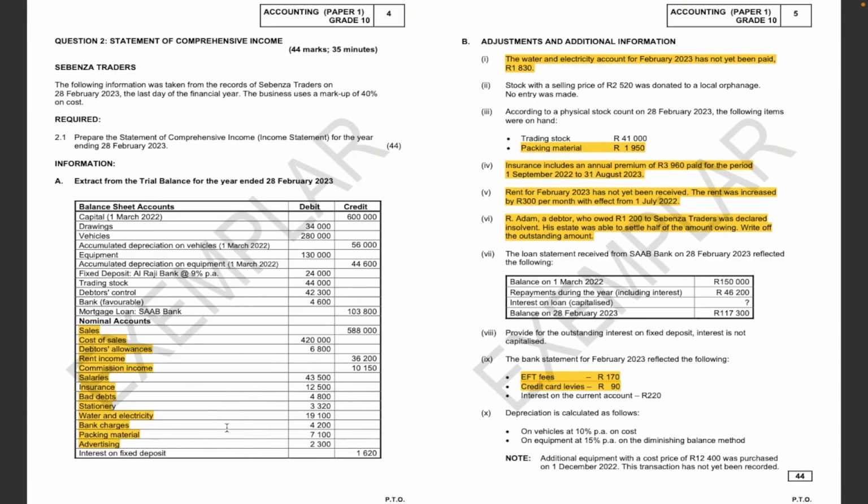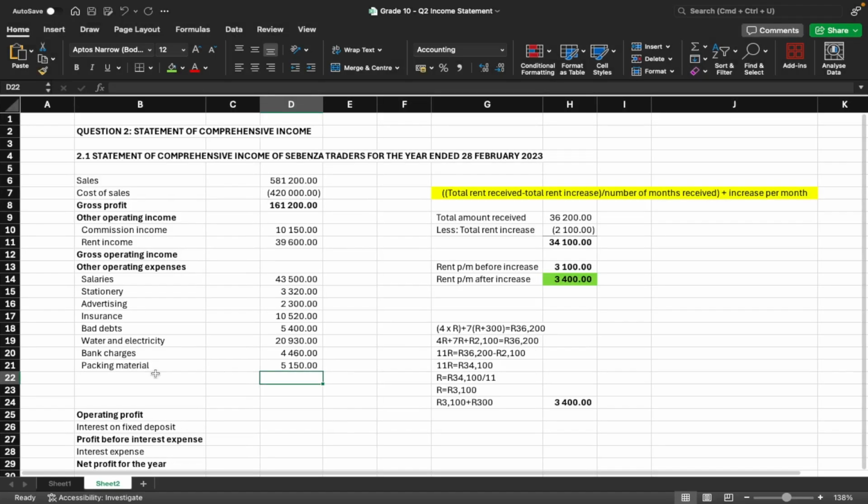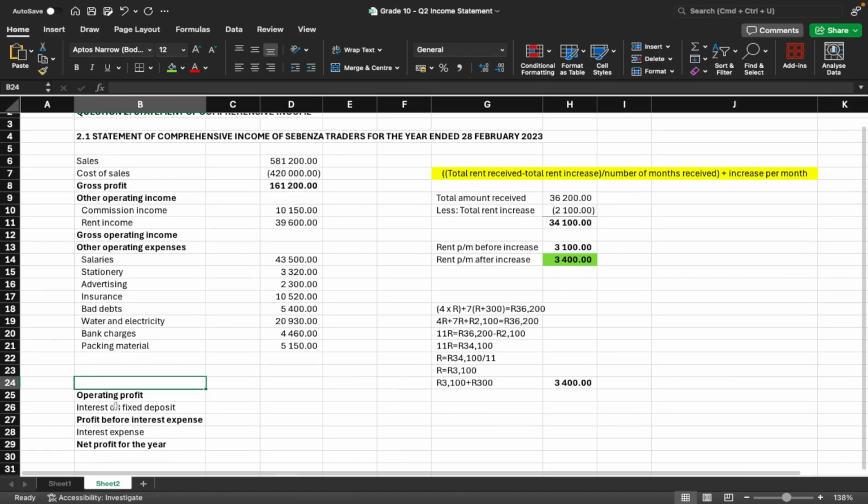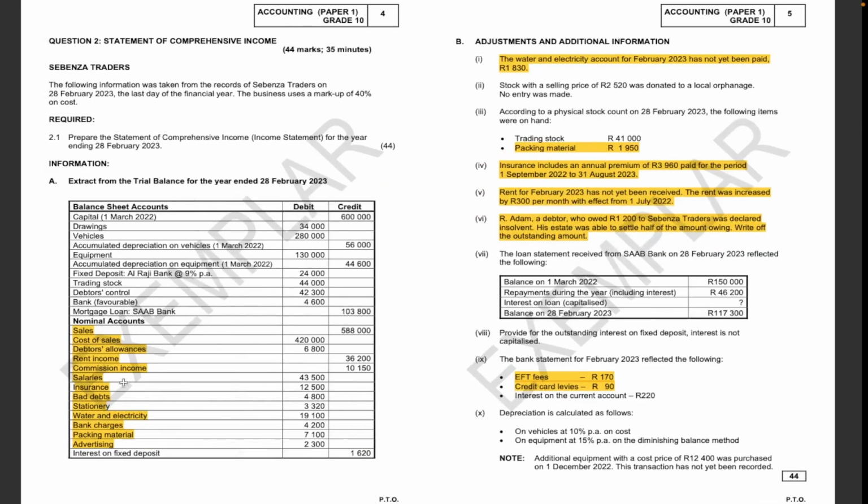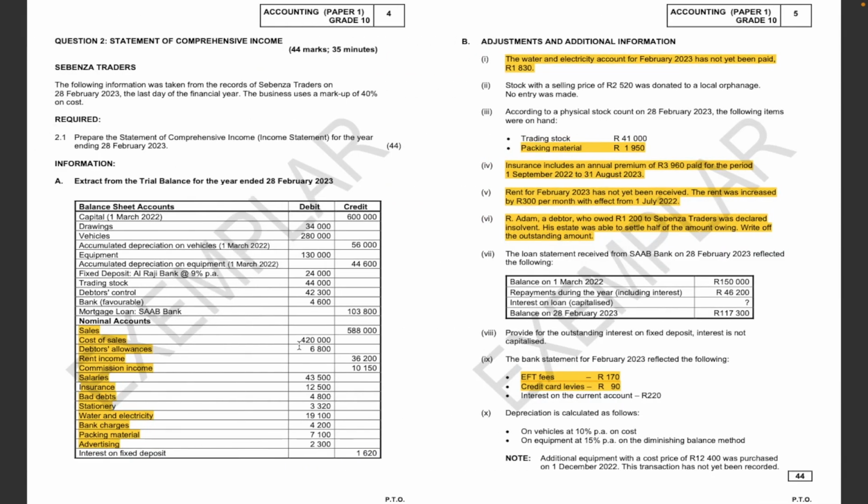Next we have interest on fixed deposit, but we'll come back to that because that comes after we record all our operating expenses. That's why I said it's quite easy when you're in high school and they've given you the format and you know how many spaces you have. You can see there are 3 more spaces left here, apart from the interest on fixed deposit that we have not taken into account. We need to record 3 more things here. It makes your work easier to say, okay, there are only 3. All right, what could those 3 be? Well, let's go through the adjustments and additional information and see what we can gather. Number 2, stock with the selling price of 2,520 rand was donated to a local orphanage.